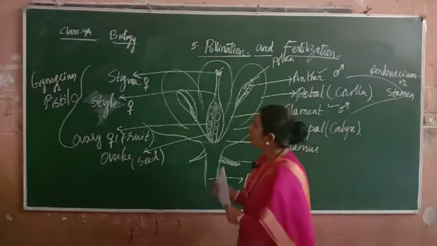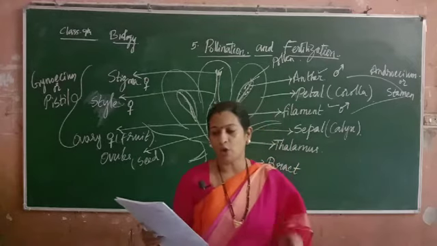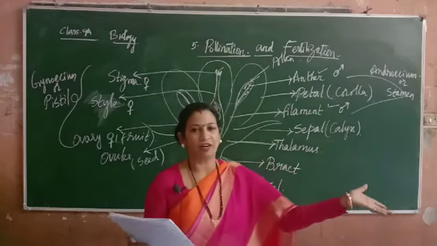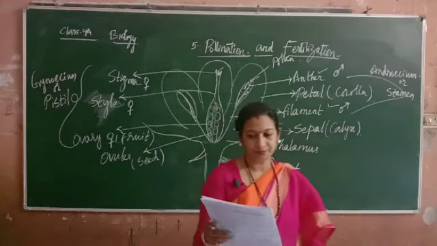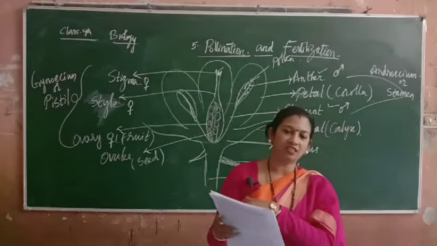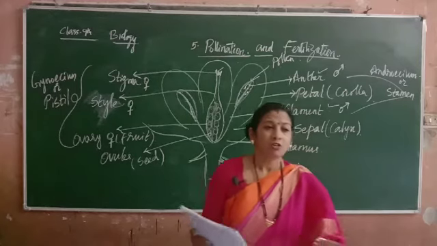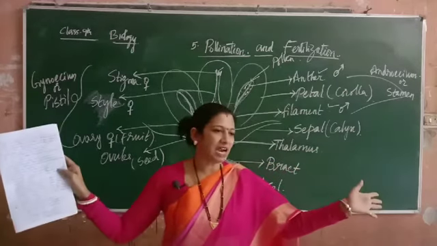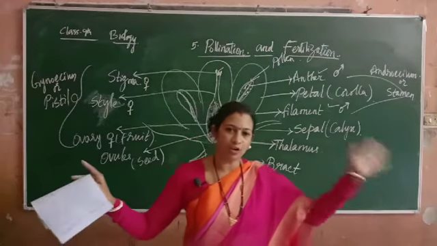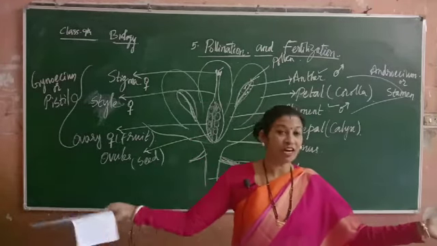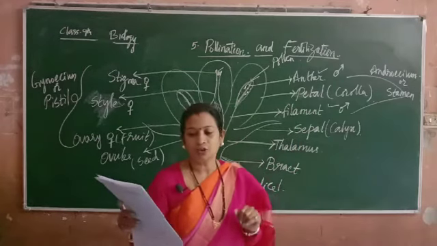Now, under cross-pollination, we see that it is the transfer of pollen from one flower to the stigma of another flower of the same plant or another plant of the same species. So here two different plants are there of the same species. There is one rose plant here, one rose plant here. The pollen of one rose plant falls on the stigma of another rose plant of the same species. Then it is called cross-pollination.